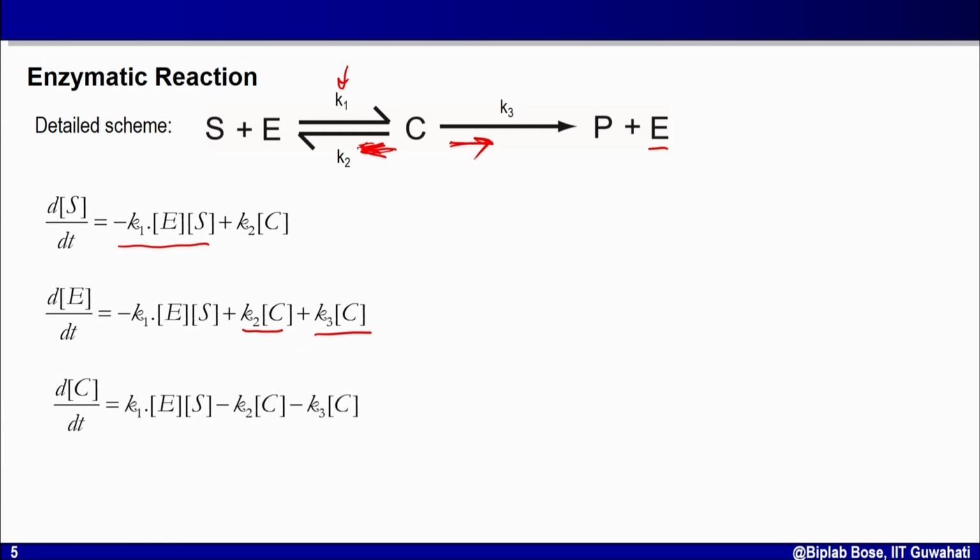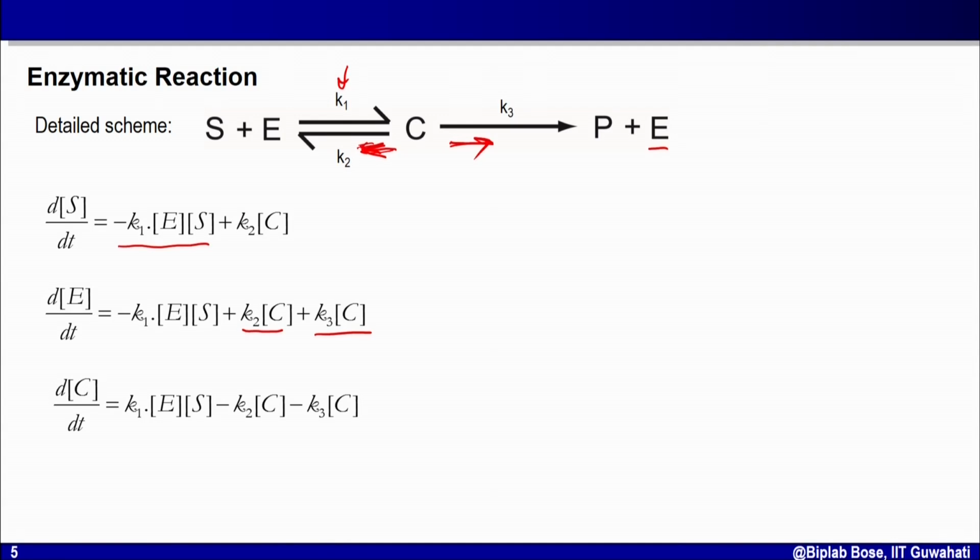Let us look into the ODE for the complex C. Now complex C is formed by one path and broken down by two paths. So obviously the formation is K1 into E into S, that is the forward rate process by which C is formed. I have two processes by which it breaks down. By one process it goes back to substrate and enzyme, the other process goes to the product and enzyme. So I have minus K2 C minus K3 C. So dC/dt has three terms. The first one is for formation, and the last two terms have a minus sign because they are consumption of C.